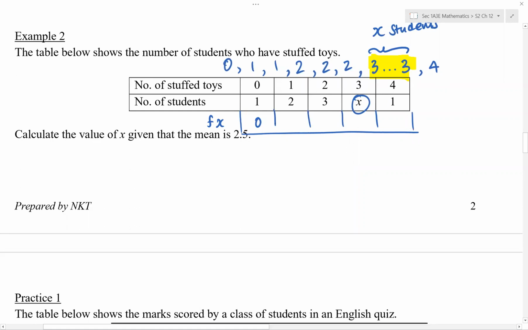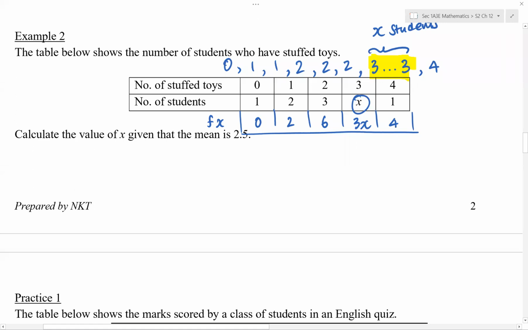2 students with 1 toy. So 2 times 1 is 2. Total 2. 3 students with 2. So these 3 students have a total of 6 toys. We've got x students who have 3 toys. So how many toys do they have? They've got 3x. We're just multiplying f and x. And then we have 4.